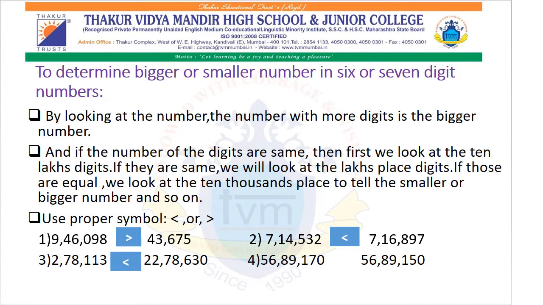Now we'll go to the tens place. The first number has 7 and the second number has 5. So which is greater, 7 or 5? It is 7. So naturally the first number is greater than the second. Is it clear with the comparison of the numbers, children? Yes, very well done. Now you have to make your own 6 and 7 digit numbers and try to compare like this. Okay?